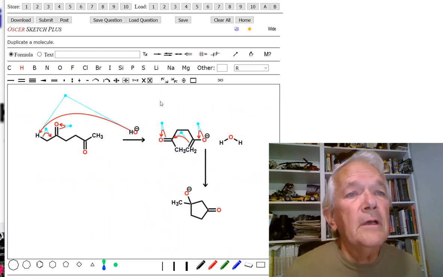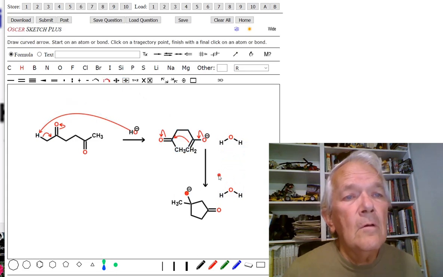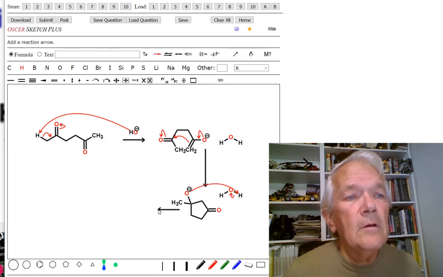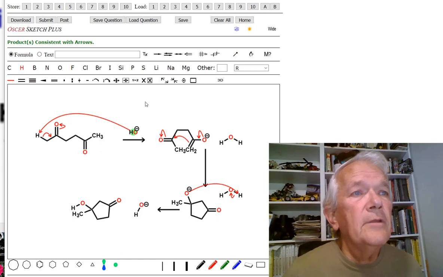So let me use that water molecule up here. Take a copy of it. And there we go. We've done our protonation. I messed up again. Click the arrow. Having trouble clicking that today. So there's our product ready for dehydration.